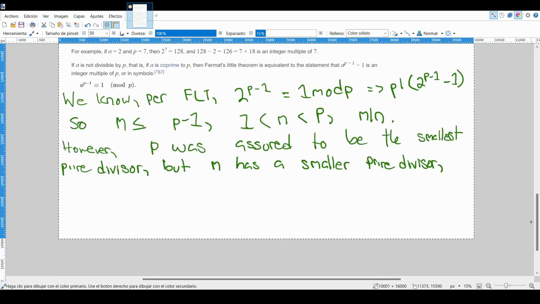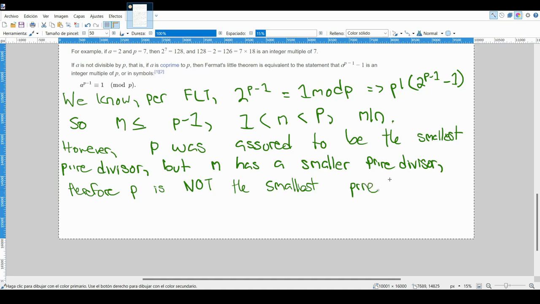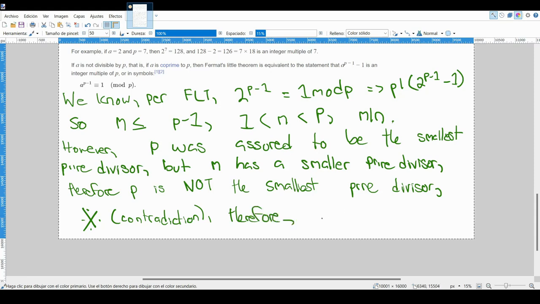So we know p is not the smallest prime divisor. And then this is a contradiction. This is how we denote a contradiction. I'll just write that in brackets to make it clear. And then that means, since we have found our contradiction, that n does not divide 2 to the n minus 1. And we are done.